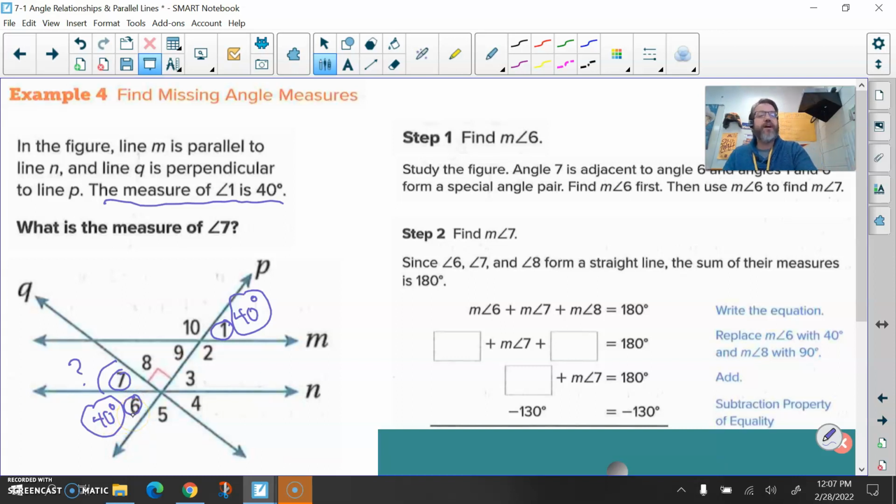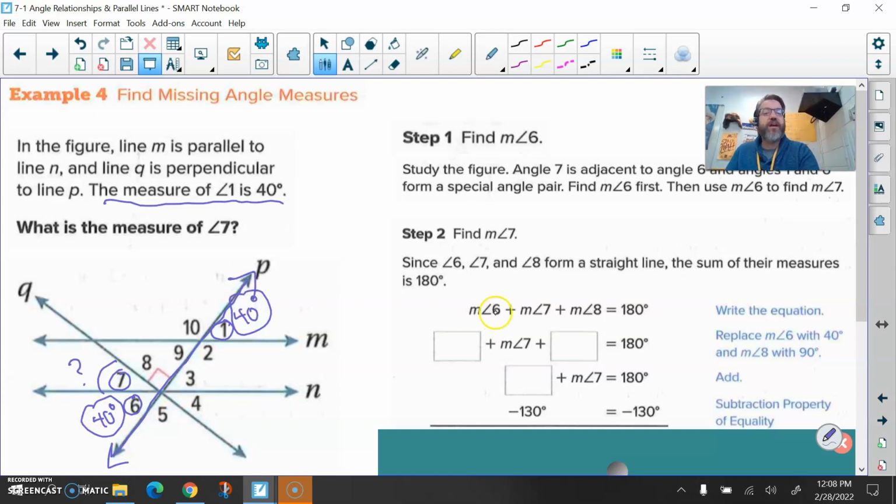Okay? So to find angle 7, I know this angle here, that's angle 6, plus angle 7, plus angle 8, these three angles together add up to 180 degrees. They form up that entire side there on line P, your transversal.